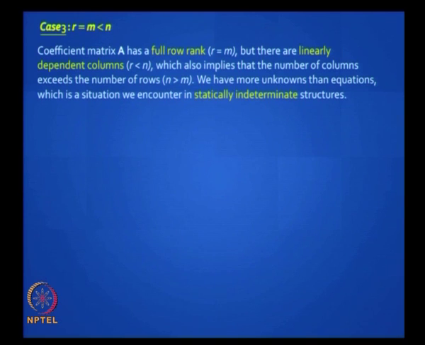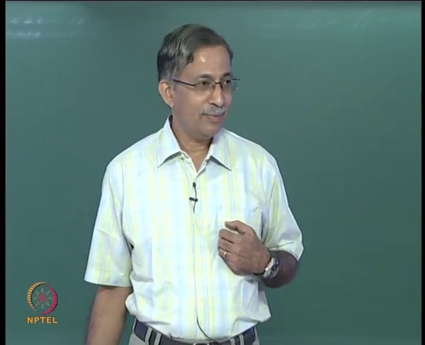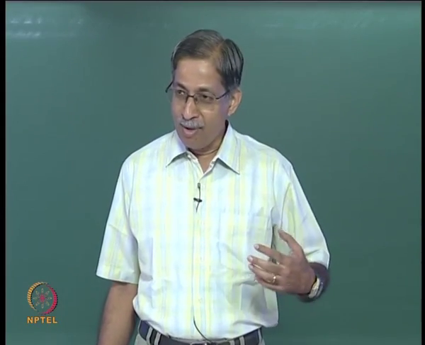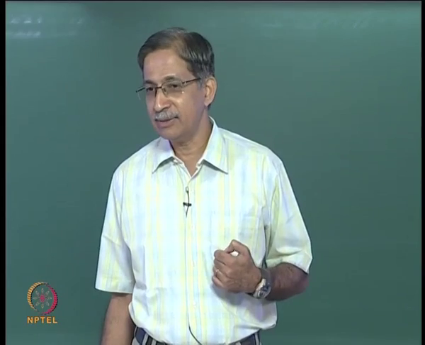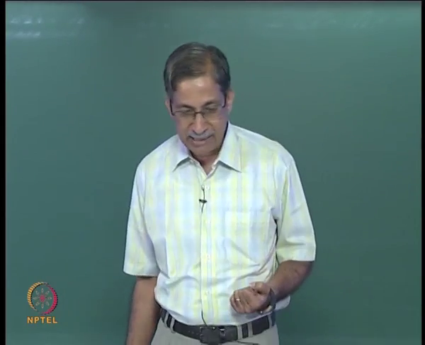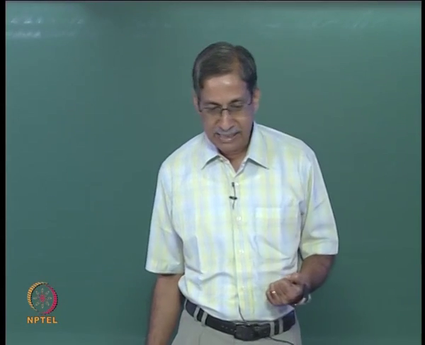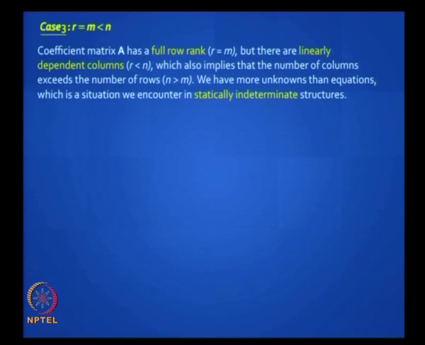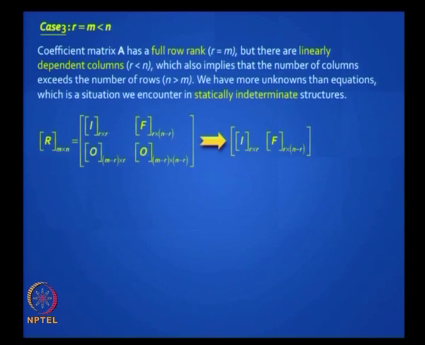What is case 3? R equal to m less than n. When do you get such a situation? When do you get more unknowns and fewer equations? Statically indeterminate structures. So coefficient matrix A has a full row rank, but there are linearly dependent columns, which also implies that the number of columns exceeds the number of rows. We have more unknowns than equations. It is a situation we encounter in statically indeterminate structures.